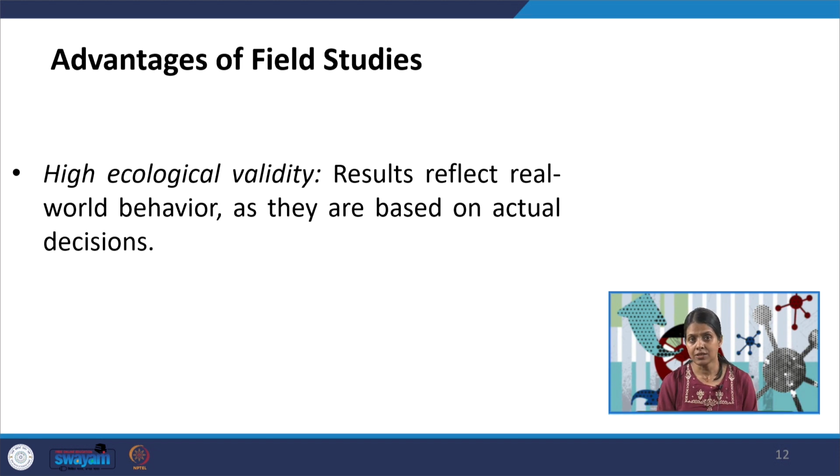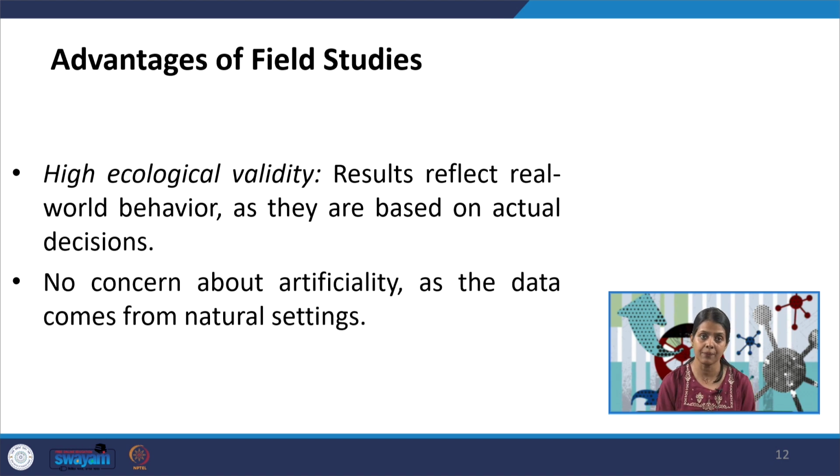There are certain advantages of field study. First of all, high ecological validity. Results from field studies reflect real world behavior as they are based on actual decisions. So, field study does not go for any manipulation, so that perfectly reflects how people generally behave. No concern about artificiality as the data comes from natural setting.